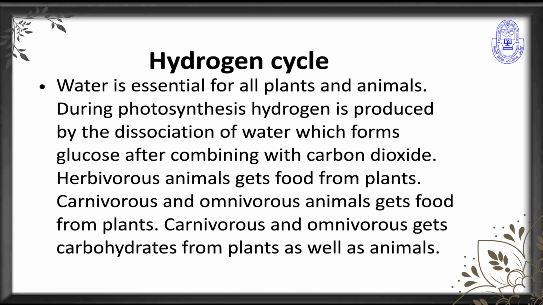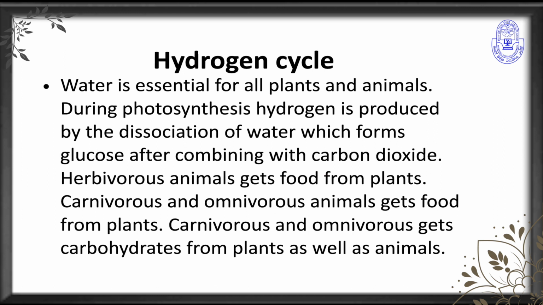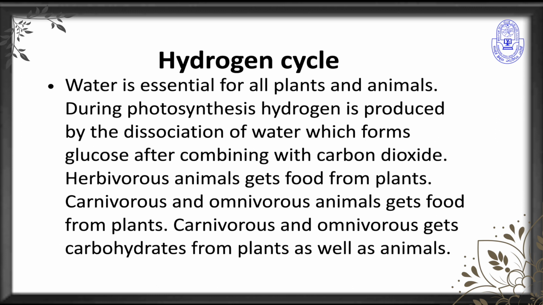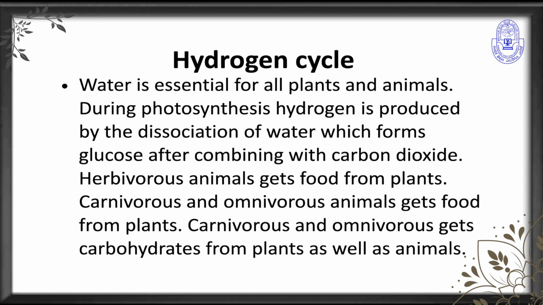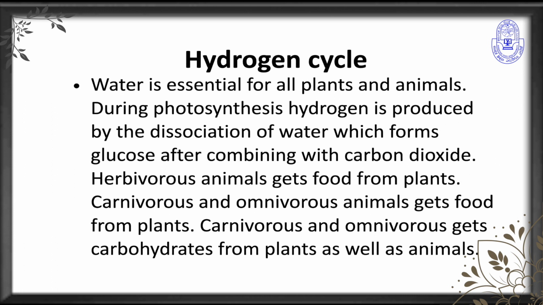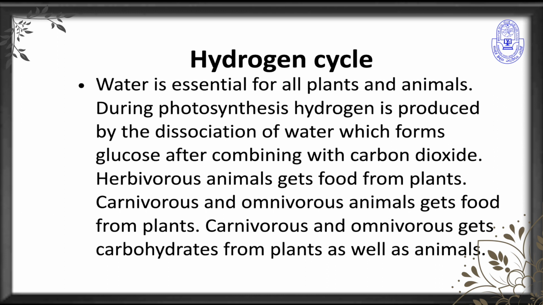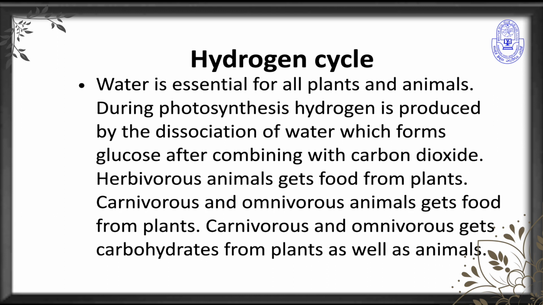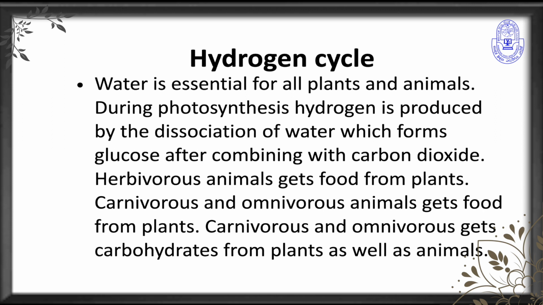Hydrogen cycle. Water is essential for all plants and animals. During photosynthesis, hydrogen is produced by the dissociation of water, which forms glucose after combining with carbon dioxide. Herbivorous animals get food from plants. Carnivorous and omnivorous animals get carbohydrates from plants as well as animals.